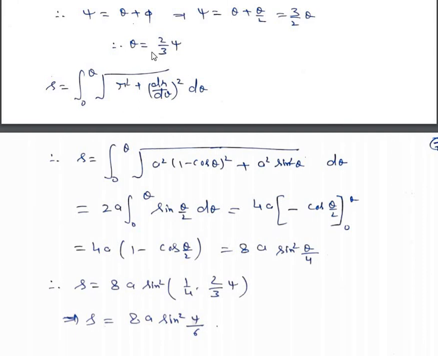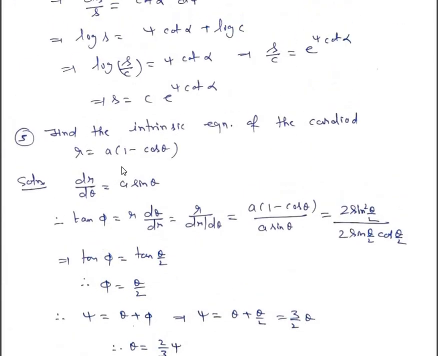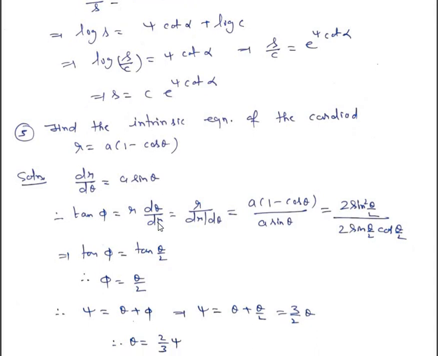Put the value of theta from here, 2 upon 3 psi, so therefore s is 8a sin square of (1 by 4 into 2 by 3 psi). So therefore s is equal to 8a sin square psi by 6. So this is the relation between s and psi, which is the required intrinsic equation for the cardioid r is equal to a into 1 minus cos theta.